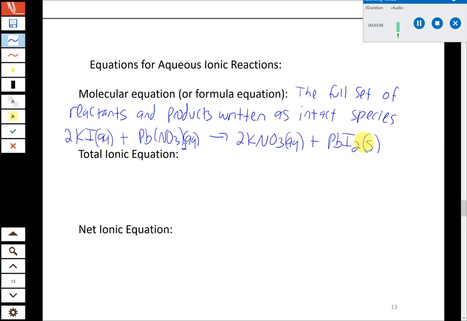So this would be a precipitation reaction, and this would be the identity of the precipitate. That yellow solid that formed, if you remember the video from back on the first day of class, was lead iodide forming as a precipitate in that reaction.